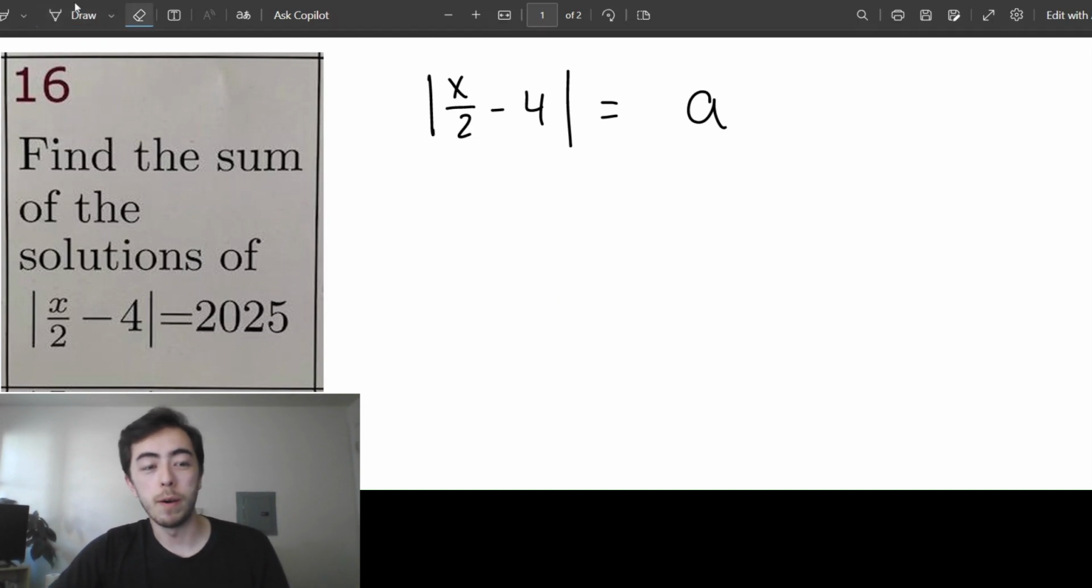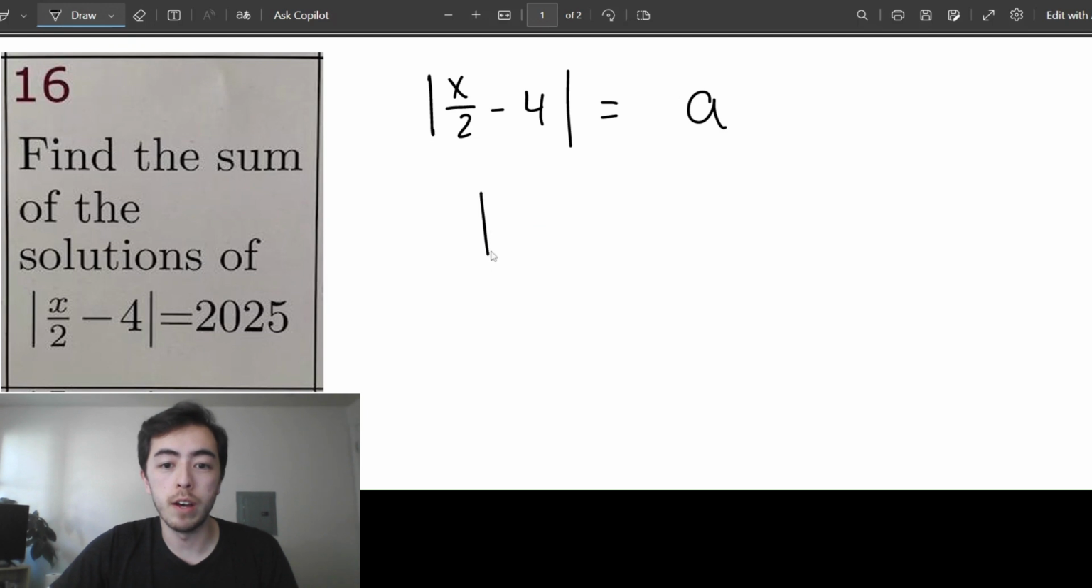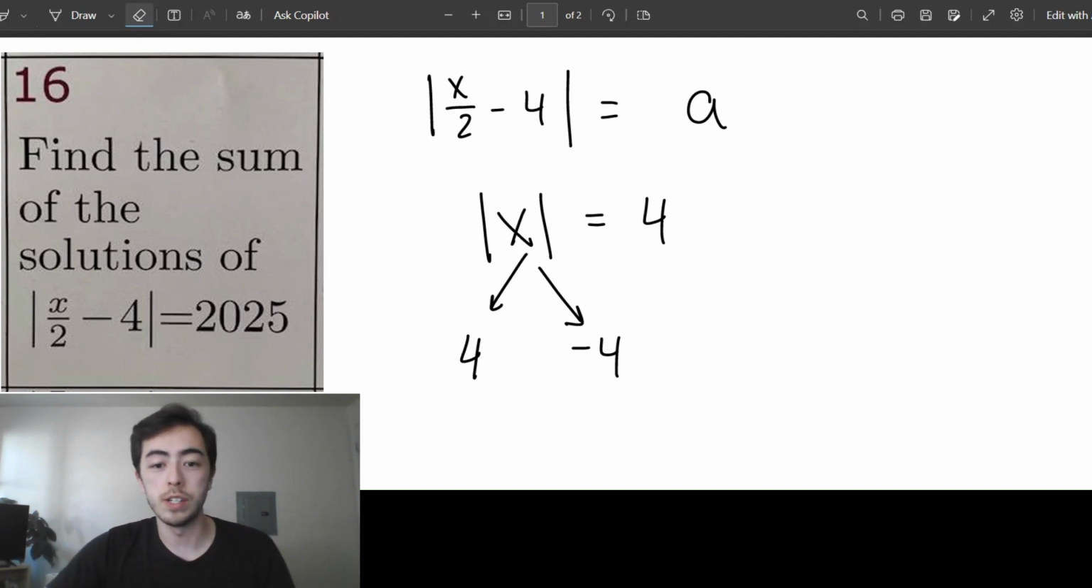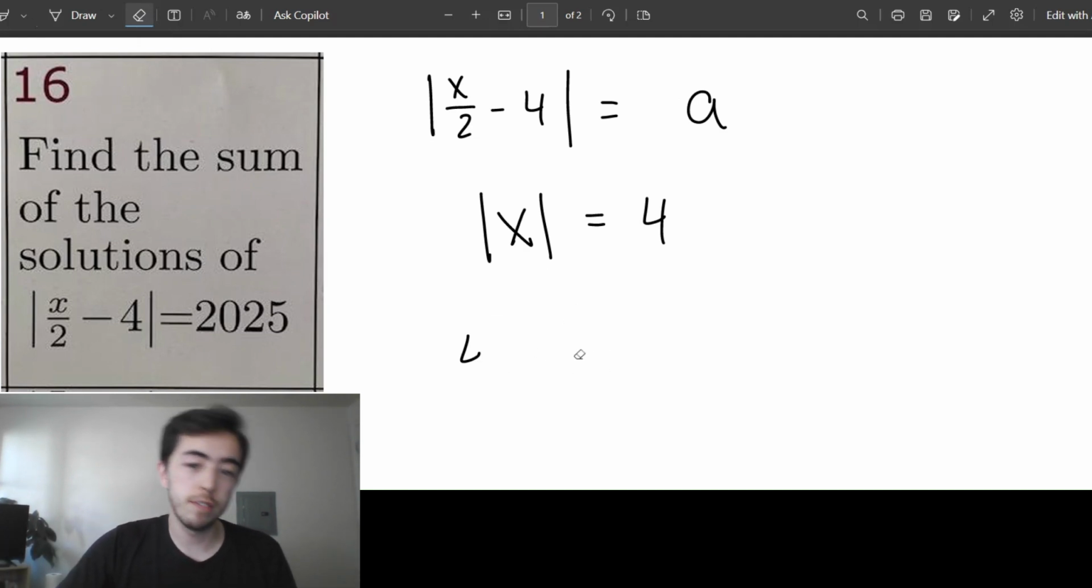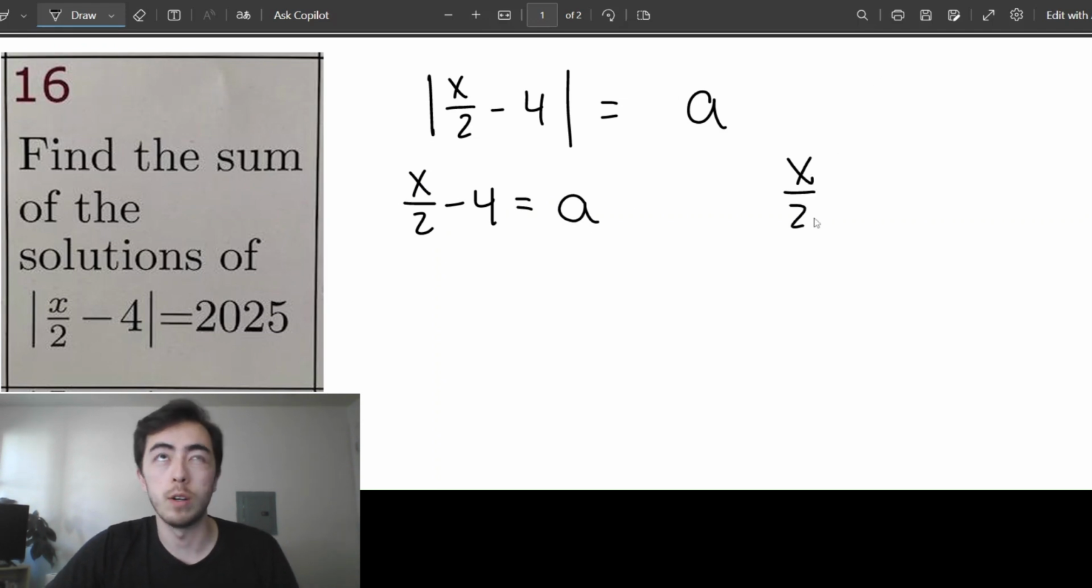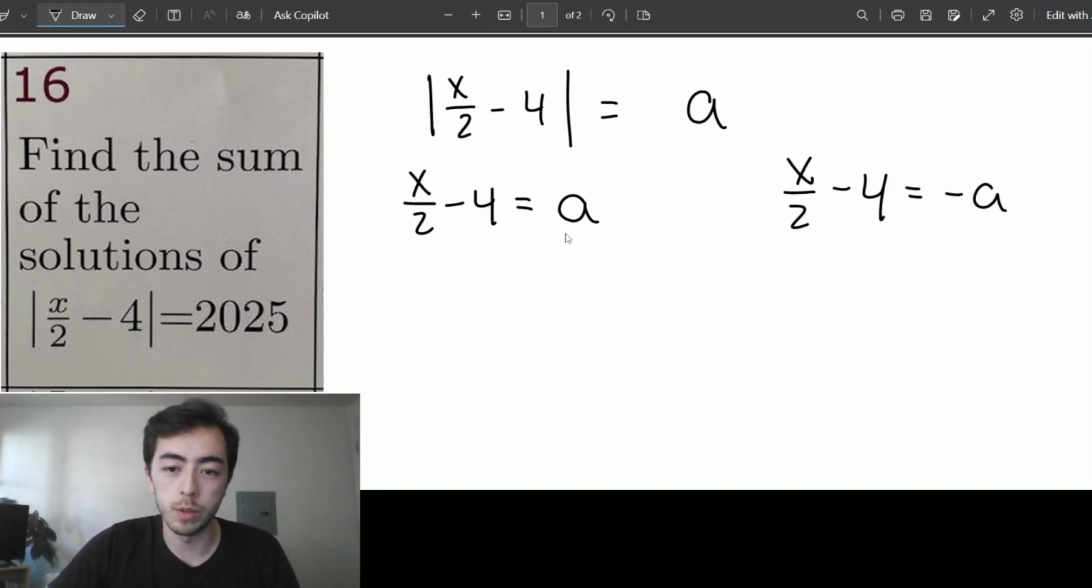Instead, let's say the absolute value of some unknown number is, say, 4, then we would know that this unknown number is either 4 or -4. Essentially, we need to split this one equation into two equations and take the positive and the negative version of what we see over here. So it's entirely possible that x over 2 minus 4 is just equal to a. Or it's possible that x over 2 minus 4 is equal to -a. And again, this would be me doing 2025 over here or negative 2025 over here.